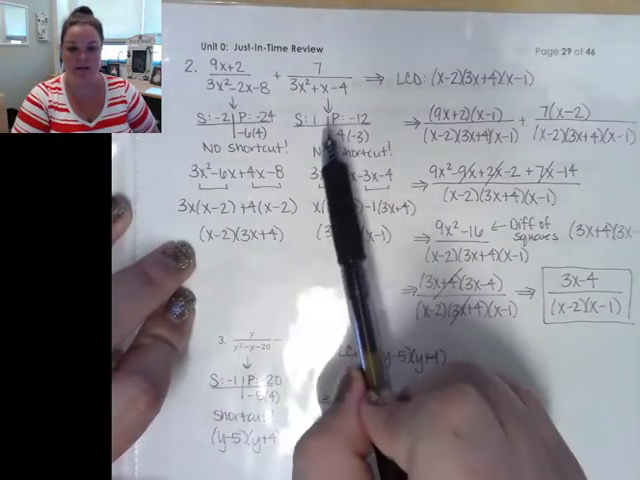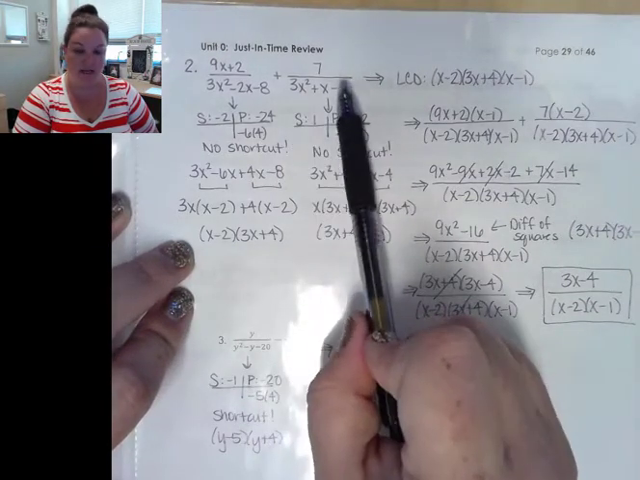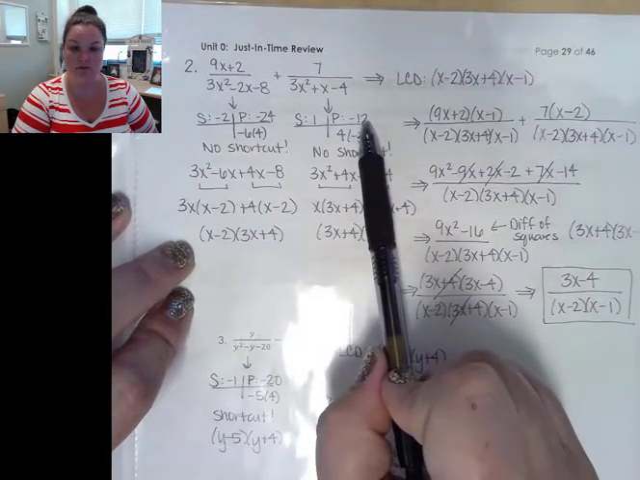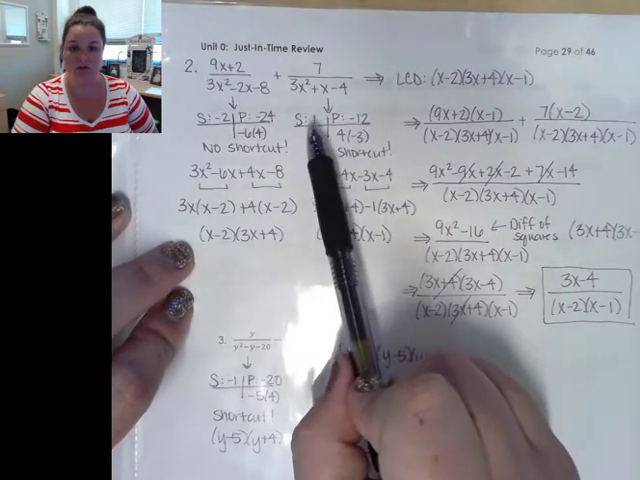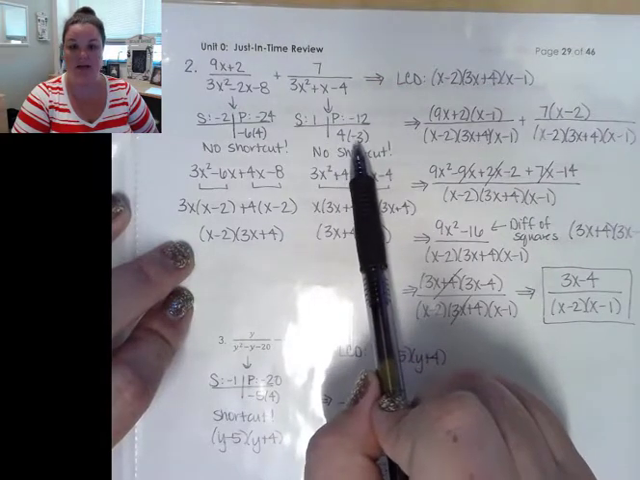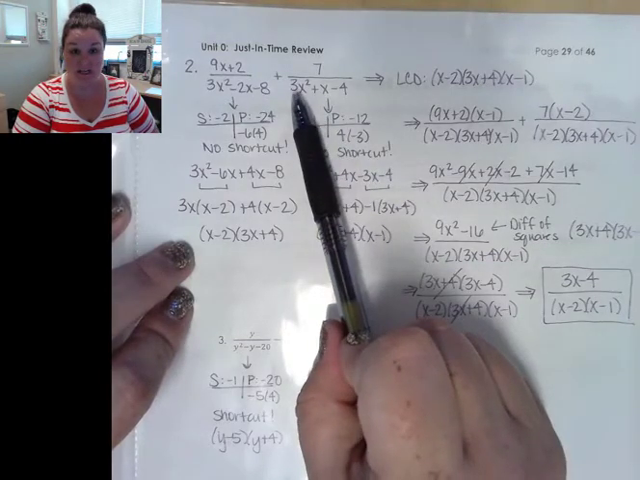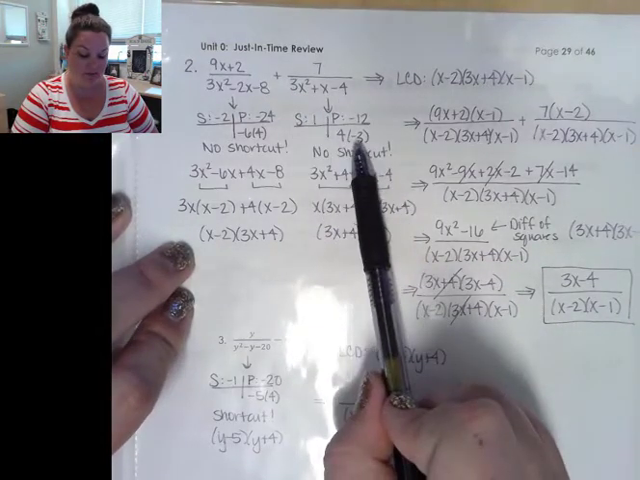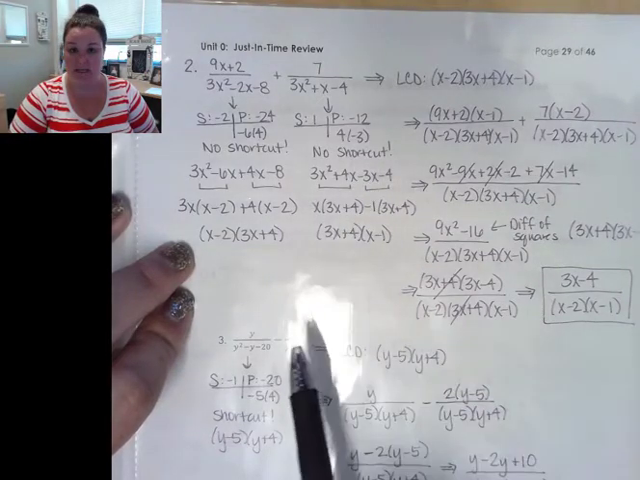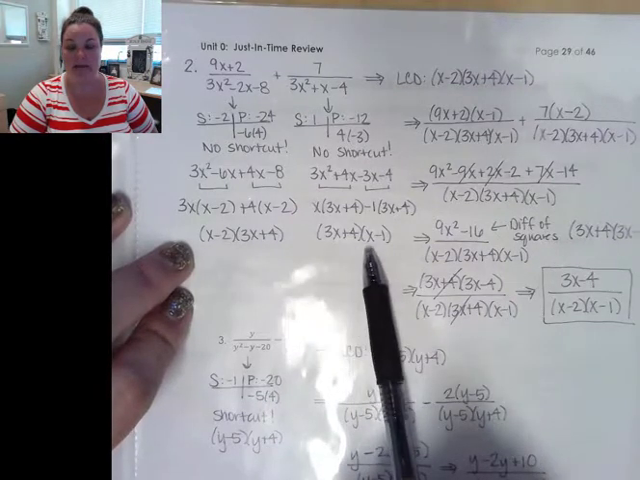Second term, same thing. Middle coefficient is a 1. My product is my first times my last. So 3 times -4 gives me a -12. Multiply to a -12, combine to a +1. My pairing would be 4 and -3. Again, no shortcut because my leading coefficient is 3. So I take that 4 and -3 and replace the middle term so that I can group. Once I do that, fully factored, I should get 3x plus 4 and x minus 1.